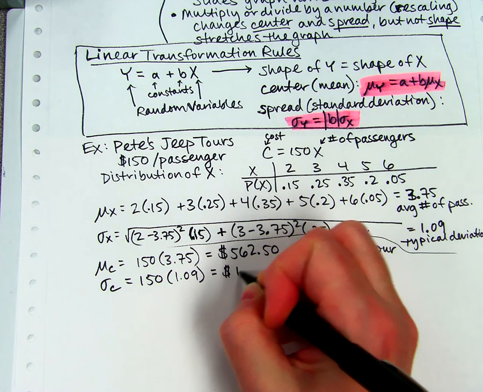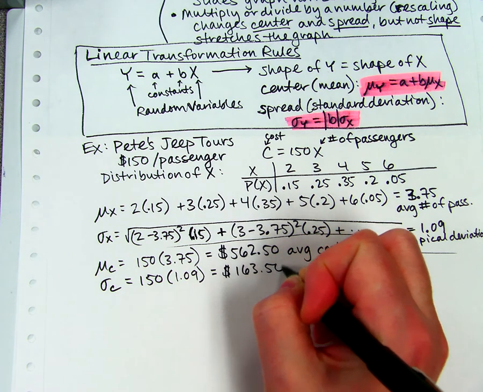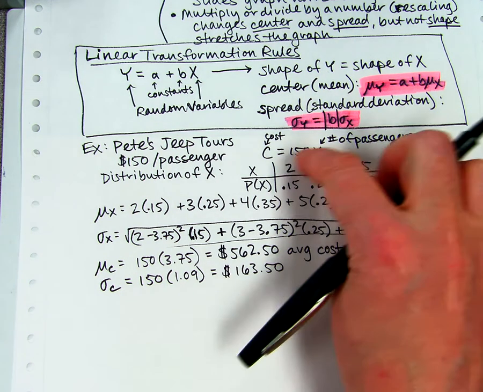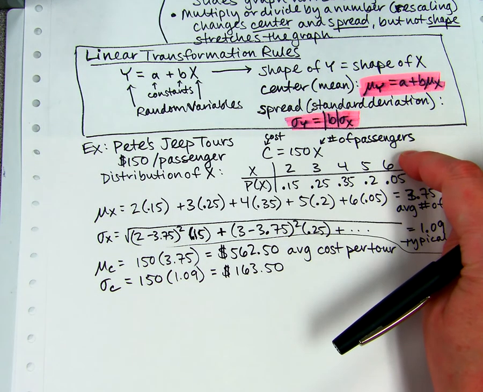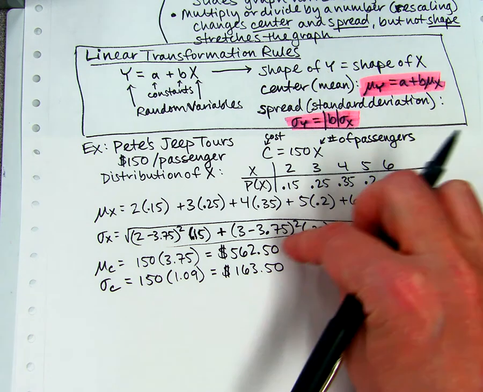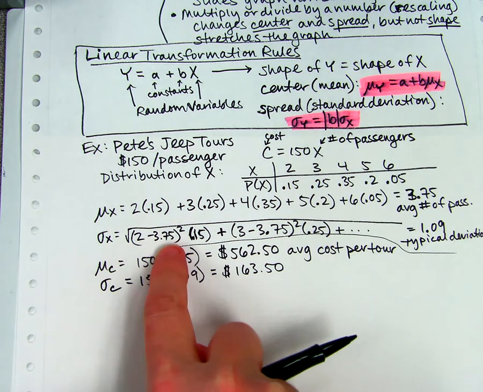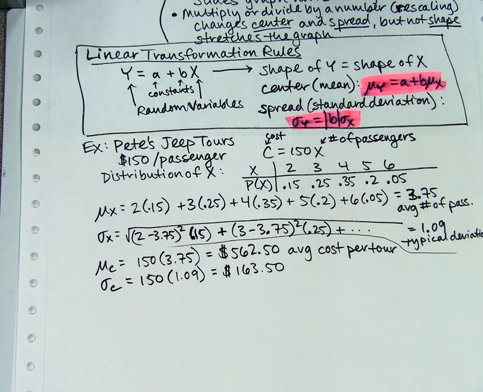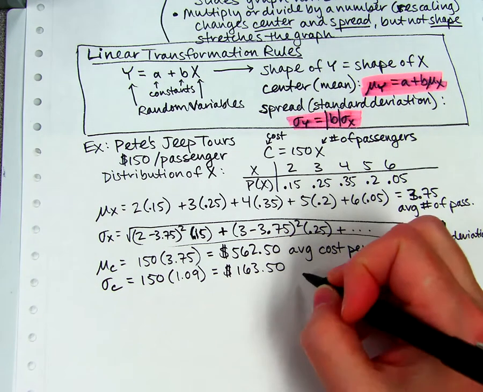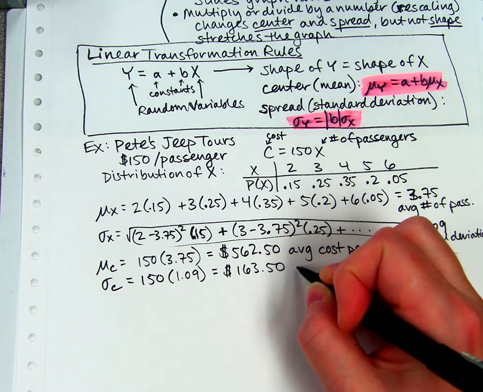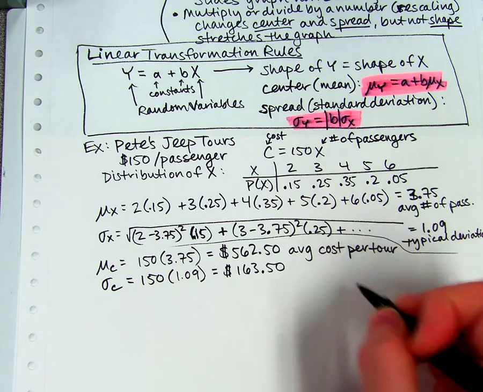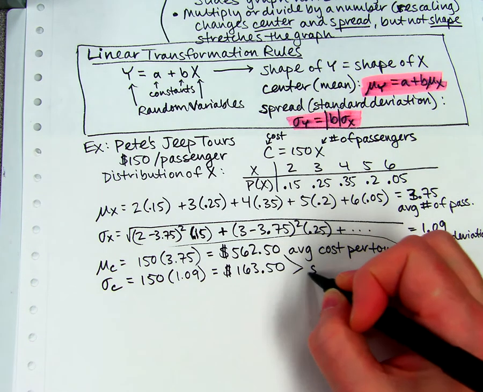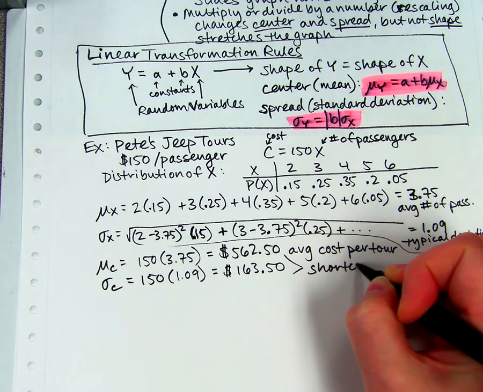And I got 163.50. And again, the book did it the long way. They multiplied all of these by 150, and then they found the new mean, which was this, and they subtracted that from each one individually and squared it and multiplied it and square rooted it, and boy, it took a long time. So just say thank you that you don't have to actually do that. This is the typical cost or typical deviation of the cost. But basically, I did both of these with the shortcuts and not the long way.